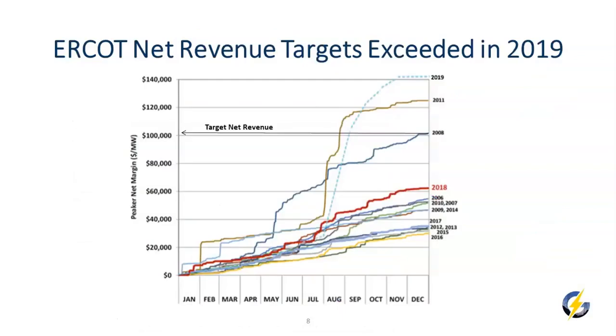This is another way of looking at the net revenue targets. The peaker net margin on the left, just over $100,000 a megawatt. 2019, again, exceeded that by a fair amount if you look at the cumulative net revenue for a peaker. This is the revenue they earn above their operating costs. So it's basically the money that goes to pay for the capital costs of the unit.